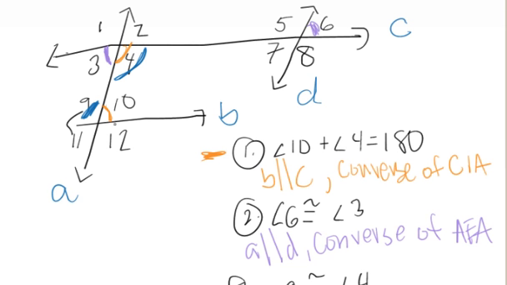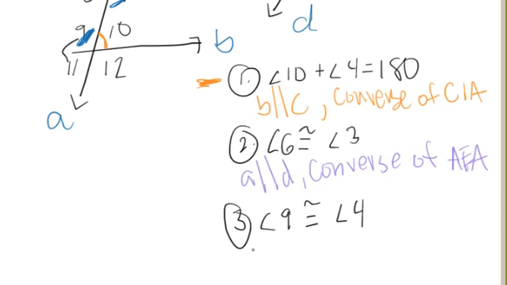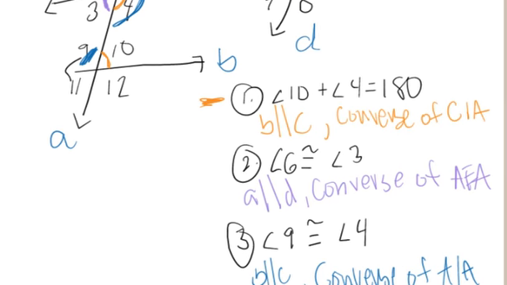Those are alternate interior angles. They're on the transversal A, and they're cutting B and C. So B and C are my two lines that are parallel. And then 9 and 4 are alternate interiors, so it's going to be the converse of alternate interior angles. There we go. Okay, not too bad.